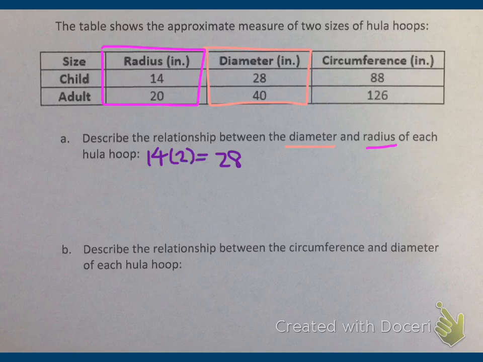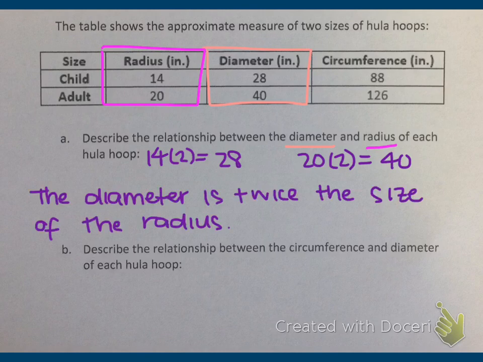Let's look at the adult hula hoop. The radius is 20 inches and the diameter is 40 inches. Do you see a relationship between those two numbers? Again, the diameter is twice the radius, so 20 times 2 equals 40. Now that we've described it with numbers, we need to put it into words. Each time, the radius times 2 was the diameter. So the diameter is twice the size of the radius.